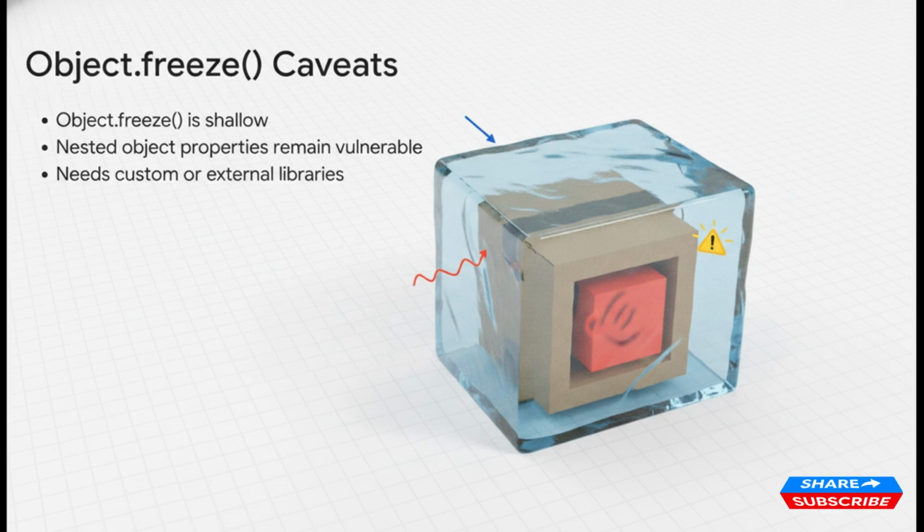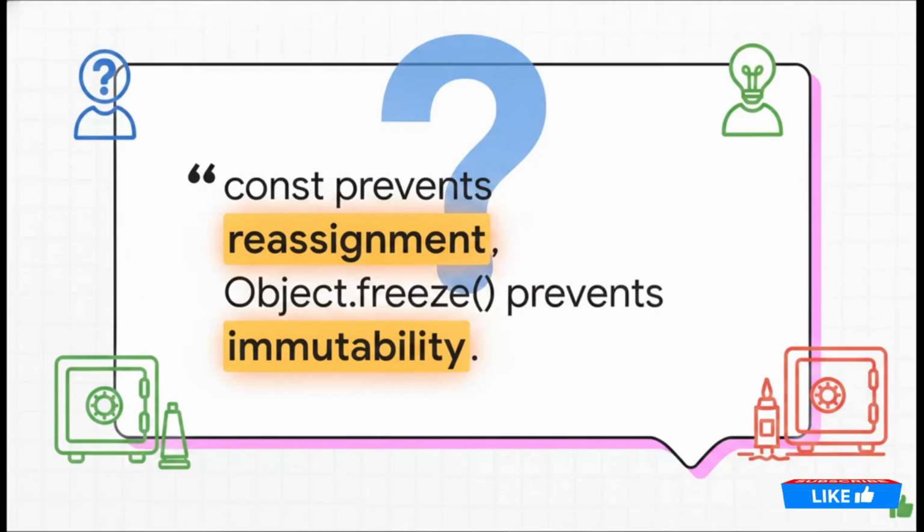The ice only covers the outer layer, so you have to be super intentional if you want to freeze everything inside. Which brings us to a really powerful summary from our source material. Const prevents reassignment, object.freeze prevents immutability. Now actually scratch that. That is a bit of a typo in the original text. What it really means is that object.freeze prevents mutation, which grants us true immutability.